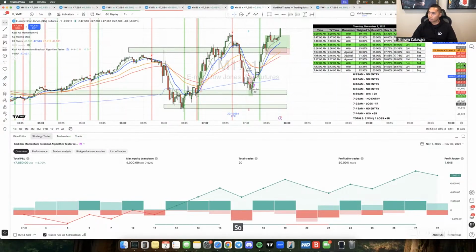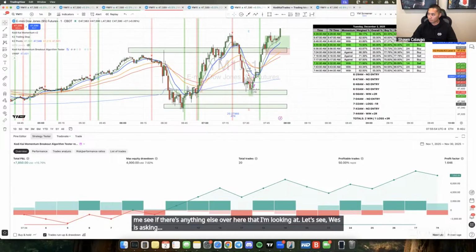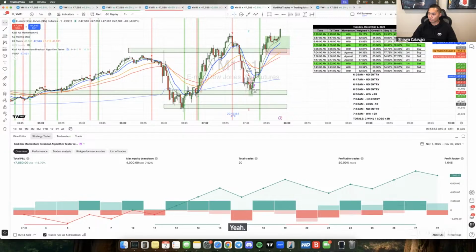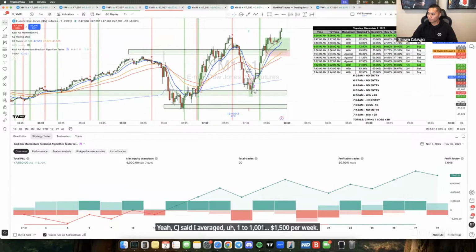So, guys, if there's any other questions, feel free to hop into the chat. Let me see if there's anything else over here that I'm looking at. Wes is asking, was that for every target entry or every trade? I think CJ took every single trade, not just the target entries. CJ said I averaged 1,000 to 1,500 per week. I think CJ took basically every trade except the open.